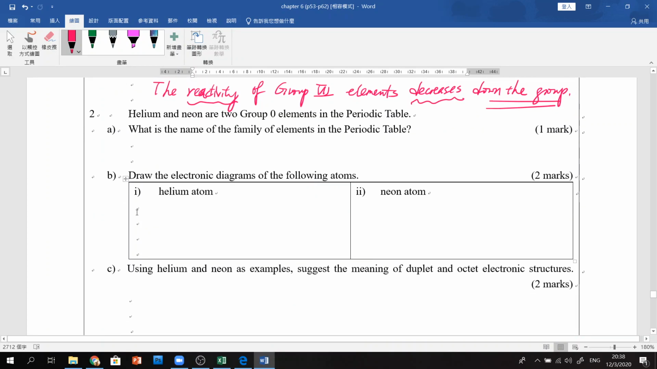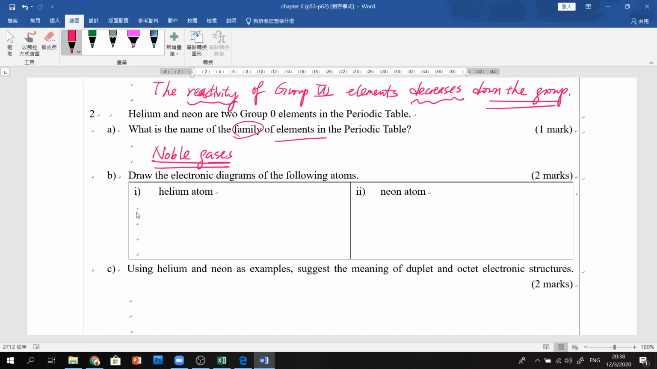Question 2. Helium and neon. They are group 0 elements in the periodic table. What is the name of this family of elements in the periodic table? As I said before, you should get the spelling right, no guesses. Then draw the electronic diagrams for the 2 atoms. The electronic diagram means circles. For helium, how do we draw? Helium in the center, the electronic arrangement is 2, so two crosses. How about neon? It is 2, 8 for the electronic arrangement. So for neon, 2, and the other one, 8.